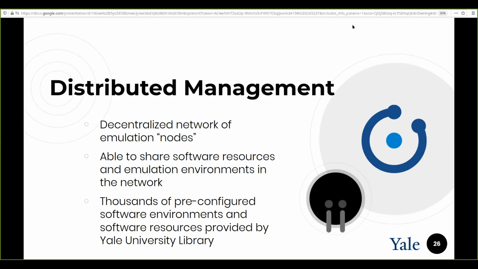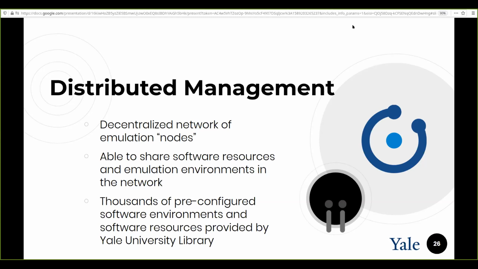Another big bucket is the distributed management aspect. In addition to the improvements to the platform itself, this is where the network comes in, the EASY Network, capital N, which is our decentralized network of emulation nodes, each node being an institution responsible for running and maintaining an instance of the EASY platform. That's currently at 7 nodes: Yale, Carnegie Mellon, Notre Dame, University of Virginia, UC San Diego, Georgia Tech, and yourselves at Stanford.